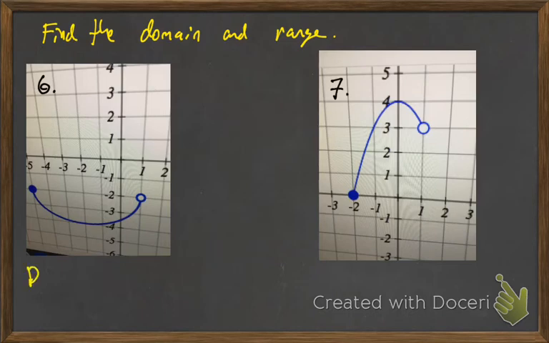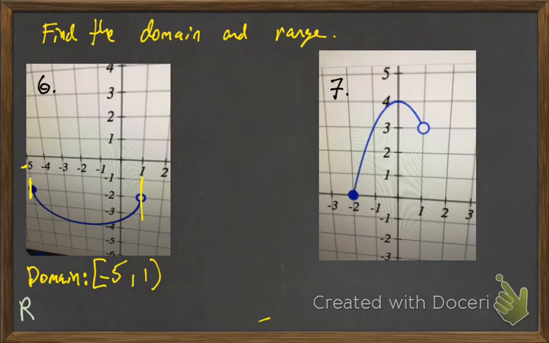Okay, so the domain is going to be the far left to the far right, or beginning to end. So it looks like it's going to start at minus 5 and then stop at 1. Now, at minus 5, we have a filled-in dot, so that will be a bracket, which means we're including that. And then a parenthesis at 1, because it's an open circle, so that means we're not including 1.